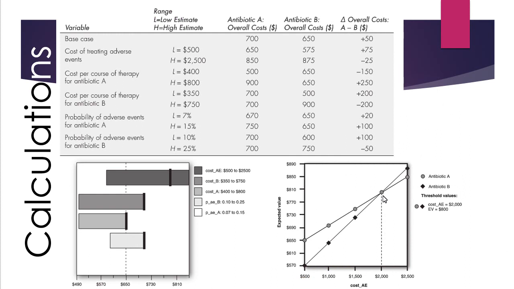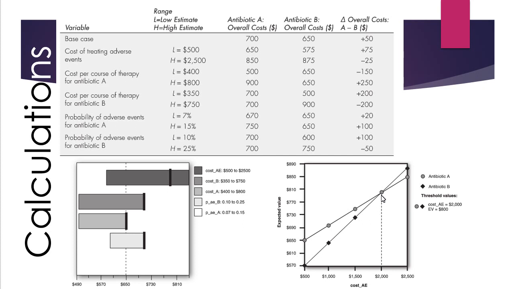So this is what that is referring to. Intersection of the line for antibiotic A compared to the line for antibiotic B. And that expected value is at a cost of treating an adverse event of $2,000. Okay, so that's kind of the point of balance. And the point of using this is to find under which scenarios would you choose antibiotic A compared to antibiotic B.